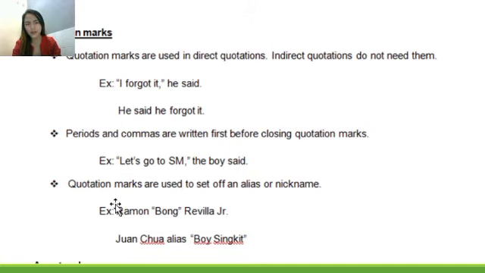Okay. And quotation marks are used to set off an alias or nickname. Yan. Ramon "Bong" Revilla, diba? Kasi minsan, pag hindi ilalagay ng quotation mark diyan, sasabihin na part ng pangalan niya yung Bong, diba? Which is alias or nickname lang pala. So you have to learn about it.